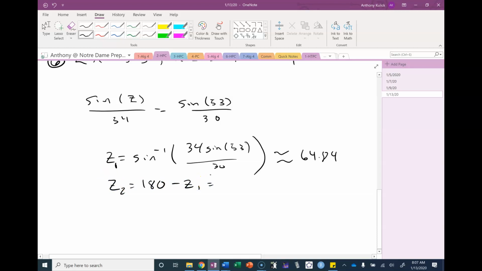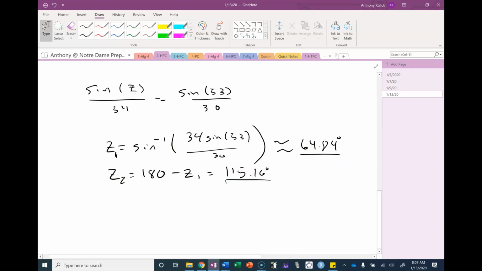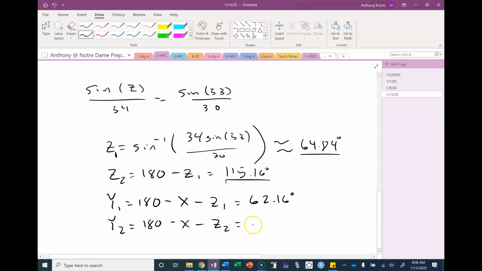I can find Z2 immediately by doing 180 minus Z1. That second angle, or that angle in the other triangle, is always going to be supplementary to that first one that you found. So when I do that, I get 115.16. Now I can find Y1 by just doing 180 minus X minus Z1. And that gives me 62.16. And similarly, I can find Y2 by doing 180 minus X minus Z2. And that's where I get the 11.84.